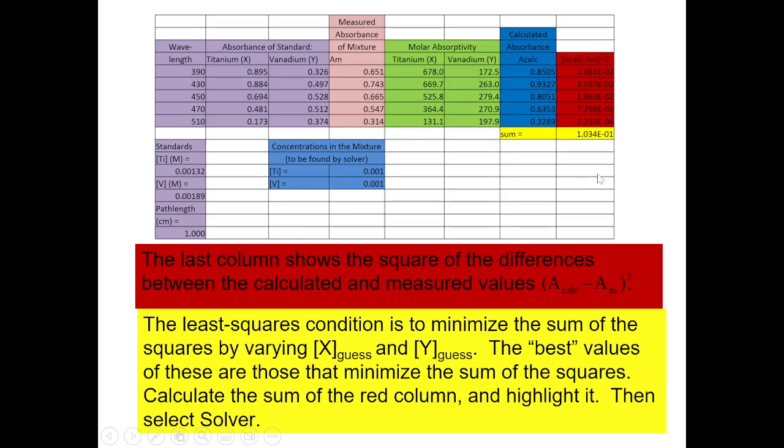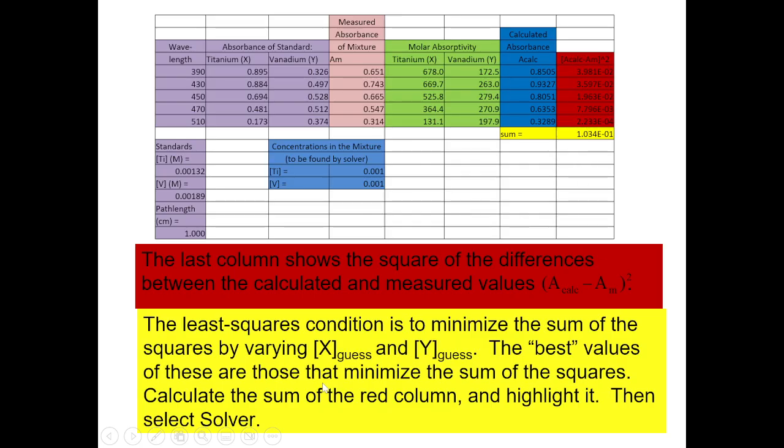Again, whenever we're doing least squares fits, the least squares condition is always to minimize the sum of the squares by varying X and Y concentrations, right? So the best values are those that minimize the sum of the squares. That would minimize this value here, right? That would give you your best calculation.